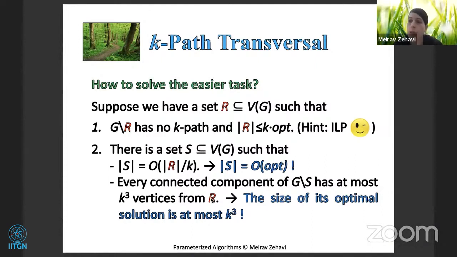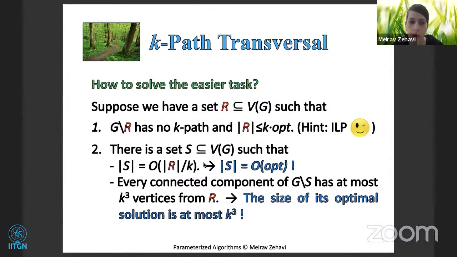Remember that R is a solution for the problem. R hits all of the paths of size k. So if you look at some connected component, and there you have at most k to the power of 3 vertices from R, then the optimal solution for that connected component can only be of the same size, meaning k to the power of 3 or even smaller, right? Because the restriction of R to this connected component is in particular a solution. So the optimal can only be the same or better.